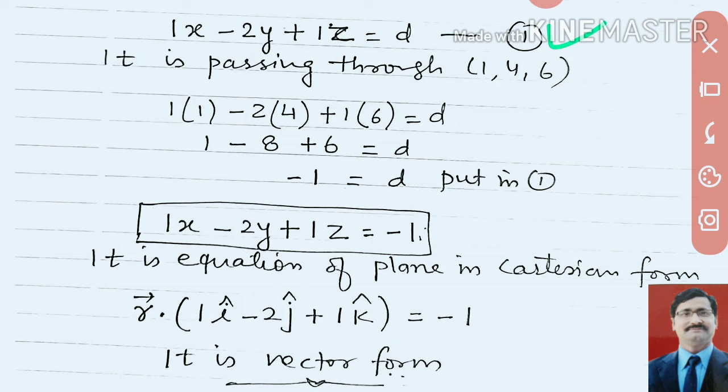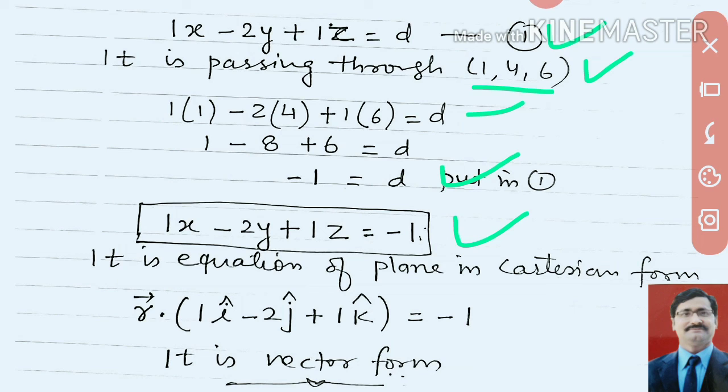Now in the question it is given that this plane is passing through the point 1, 4 and 6, so we put the values 1, 4, 6 in place of x, y, z. It should satisfy the equation of the plane. You will get 1 into 1 minus 2 into 4 plus 1 into 6 equal to d, which means d equal to minus 1. Put d equal to minus 1 in equation 1, and you get 1x minus 2y plus 1z equal to minus 1, and it is the equation of the plane in Cartesian form.